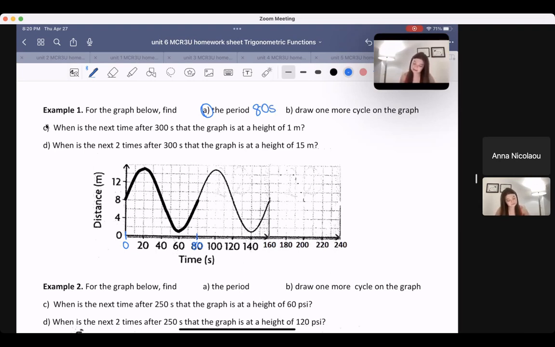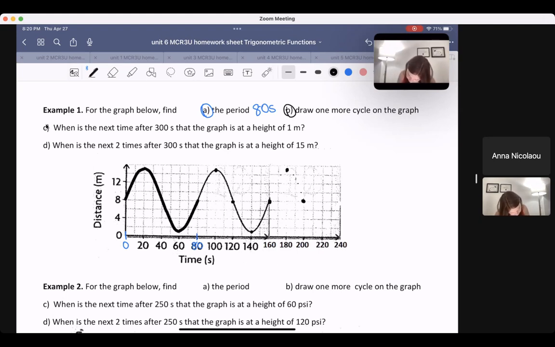Then it says draw one more cycle on the graph. I'm going to do that in black. Looks like we have a turning point up here at 100 seconds, so 20 seconds after. So I'm going to draw that same turning point at 180, because that is 20 seconds after. Then we have this point here where it comes back down after 20 more seconds, which is going to be 200 seconds. Then it goes down here at 140. So after another 20 seconds, it goes all the way down there.